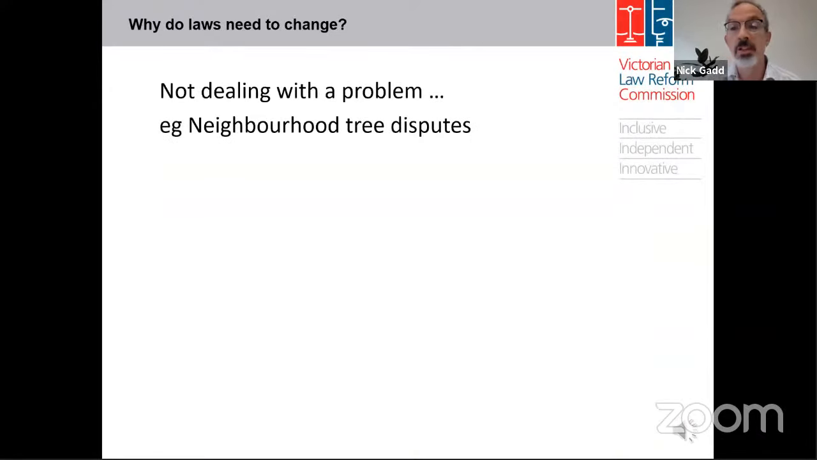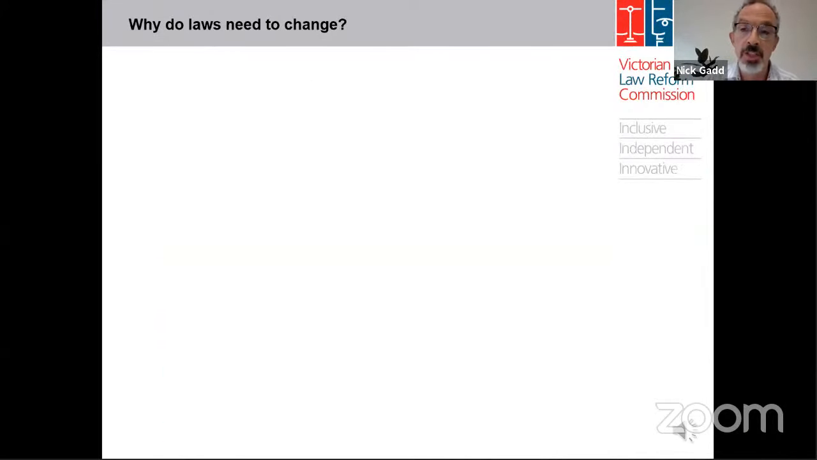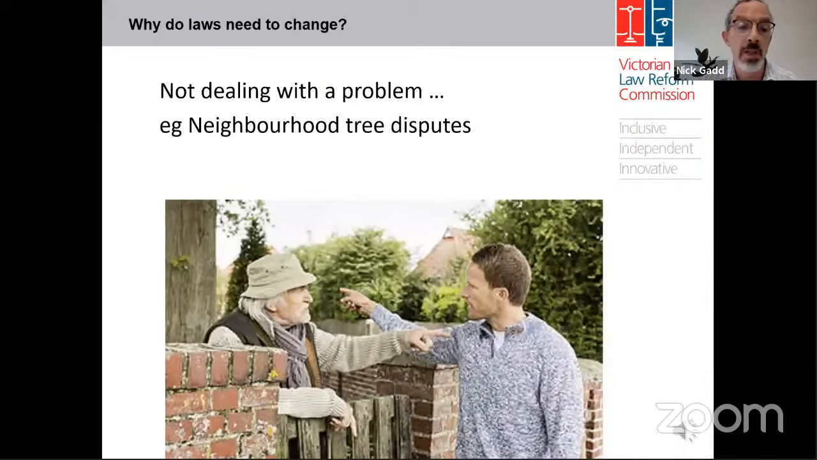Another reason why laws may need to change, well, there may just be some problem in the community that the law is not dealing with. And this was why we looked at the issue of neighbourhood tree disputes a few years ago. Interestingly, there's no Act of Parliament in Victoria which covers disputes between neighbours about trees on private land. And yet this is a really common cause of disputes. People often have arguments about, for example, oh, your tree's too big, it's dropping branches into my garden, it's going to fall on my house. This is a real cause of concern in the community, and yet it's really not clear how people are supposed to fix these disputes. That was why the VLRC decided to take on that as a community law reform project a few years ago.